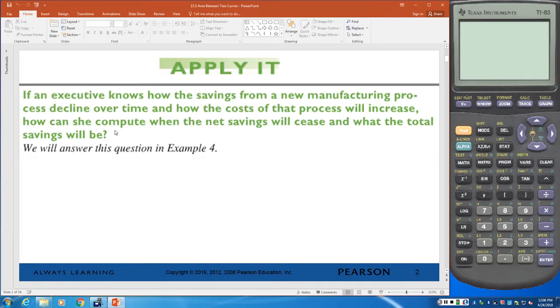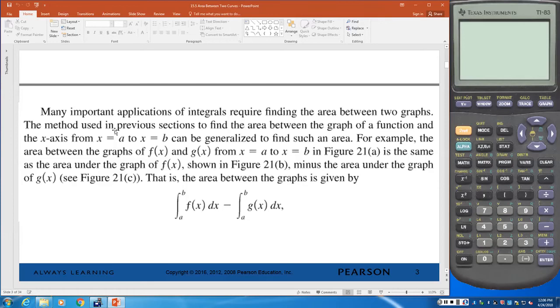Now, one of the examples we're going to do in this is: if an executive knows how the savings from a new manufacturing process decline over time and how the costs of that process will increase, how could she compute the net savings and when that will cease, and then what will her total savings be for this process? So that's going to be our fourth example. There are a lot of important applications of integrals that require finding the area between two curves.